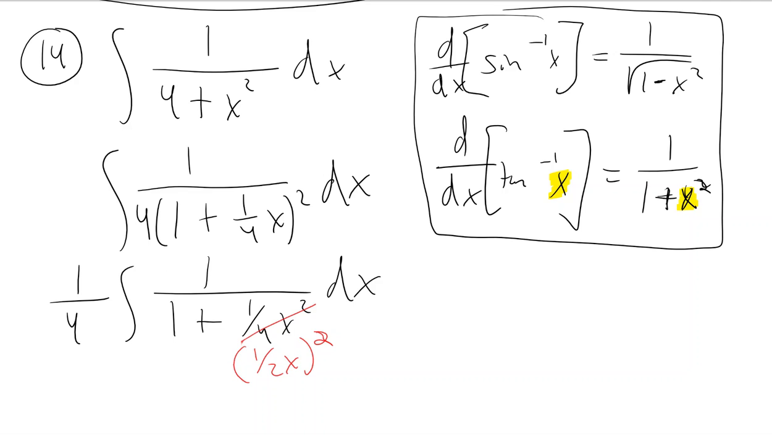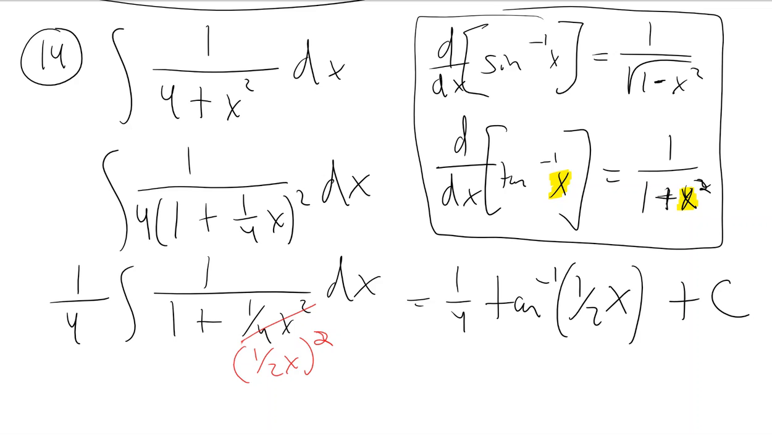So now, well, we've got the 1/4. This fits the pattern of inverse tangent. I've got 1 over 1 plus something squared. So inverse tangent, and the something squared is what you're taking the derivative of inverse tangent of. So that would be 1/2 x. We're integrating, so we need a plus c.